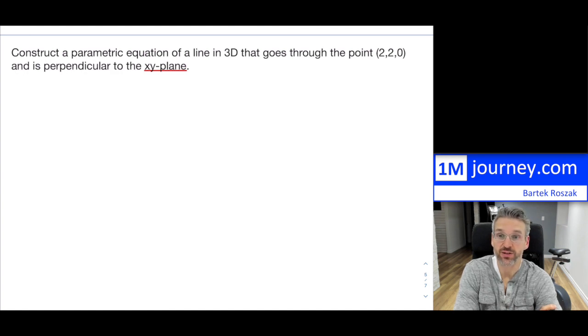So how do we construct these lines? Well, one way is indeed a parametric equation, and another is the vector equation. I'll try to do both for this example so that you can see it.